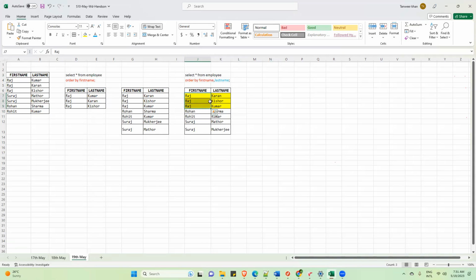Now in Raj Karan, Raj Kishore, Raj Kumar, the last names are Karan, Kishore and Kumar. Again the first character is the same, K, K, K. Then the engine will check the second character. The second character is A here, I, and U. So in ascending order, A comes first, then I, then U. That is why it has been sorted Raj Karan, Raj Kishore and Raj Kumar. Is this clear? Yes, Tanvi.